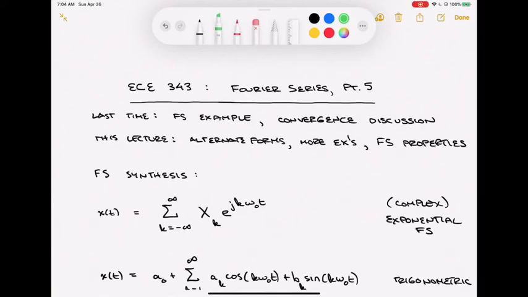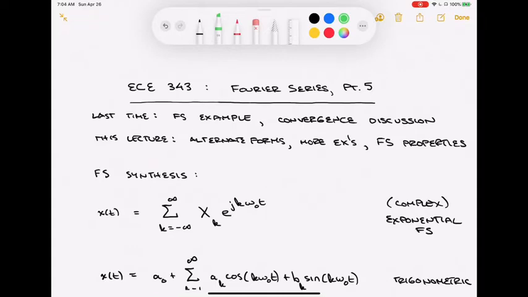So this will be the fifth part of our discussion of Fourier series in ECE 343. Last time we gave a Fourier series example start to finish. We also talked about some convergence issues associated with the Fourier series, concluding with the Dirichlet conditions. In this lecture, we're going to look very quickly at a few alternate forms of the Fourier series.